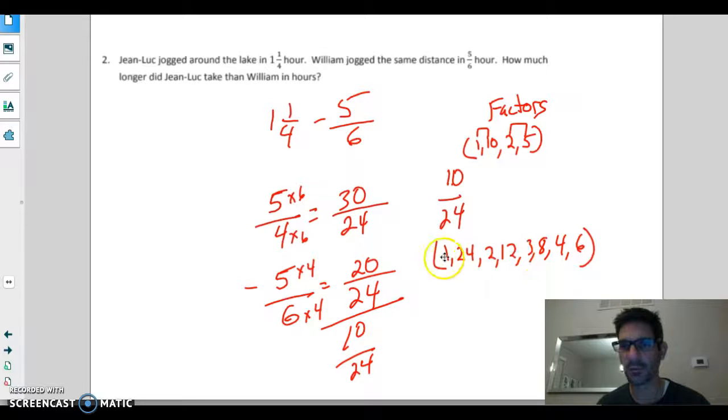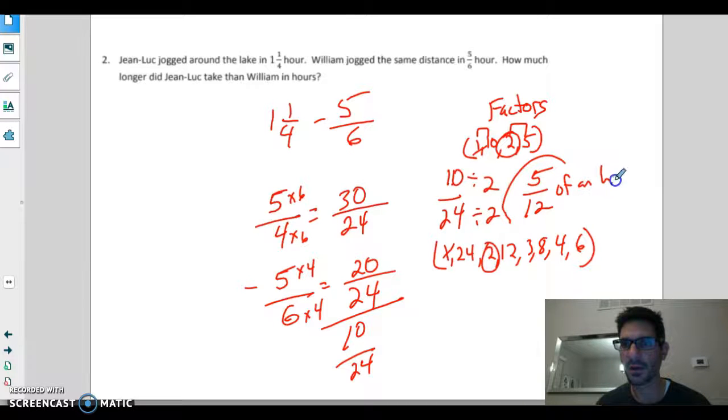Again, 1 doesn't count. The greatest common factor is 2. So divide by 2. 5/12 of an hour.